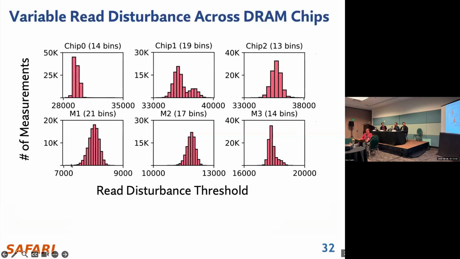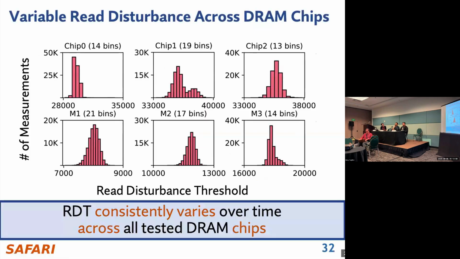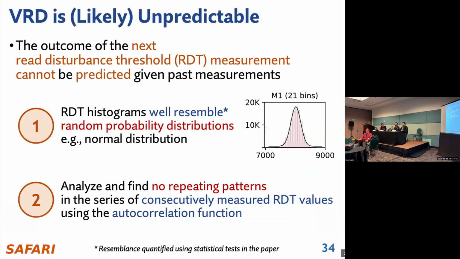The lowest RDT is here, the highest RDT that we observe is here. So you actually have a nice tail over there, which is not very good. So essentially, RDT consistently varies over time across all tested DRAM chips. There's a lot more characterization results in the paper that you can look at.